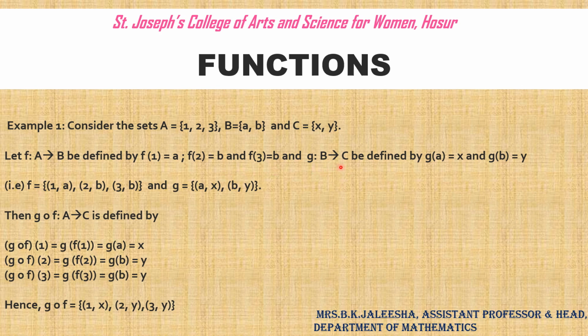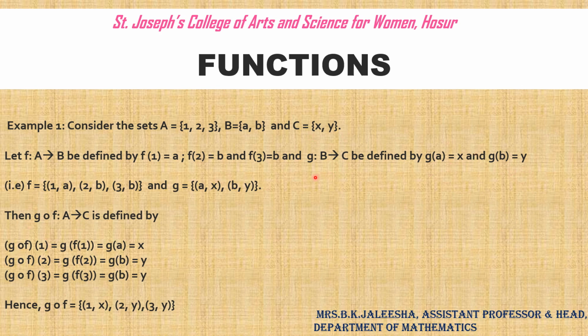Next, the function is g from B to C. It is defined as g of a is equal to x and g of b is equal to y. Again, g starts from the set B, whose elements are a and b. The function gives the values g of a and g of b. It takes the elements and gives the answer in C, that is either x or y.